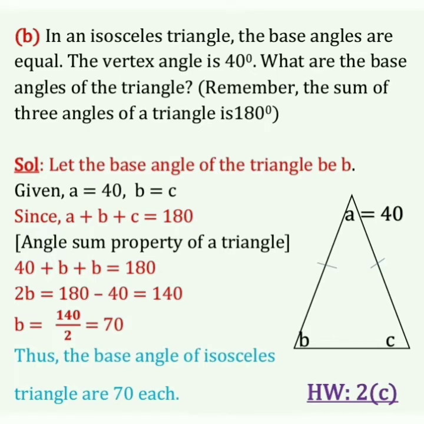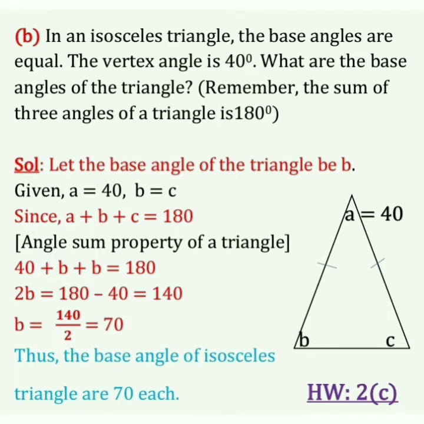B. In an isosceles triangle, the base angles are equal. The vertex angle is 40. What are the base angles of the triangle? Remember, the sum of the three angles of a triangle is 180 degrees.